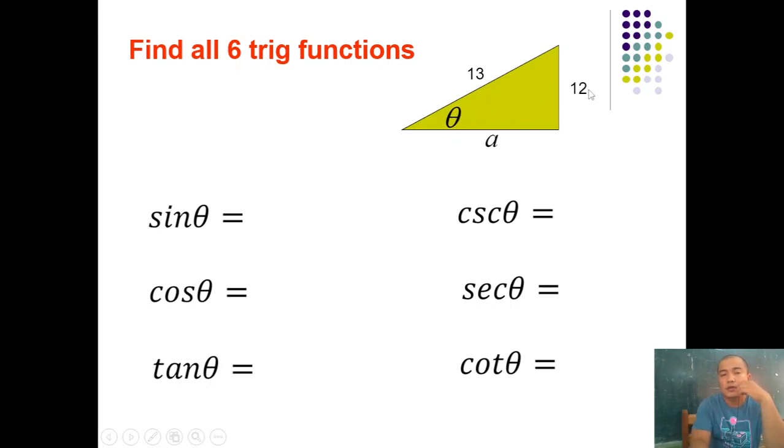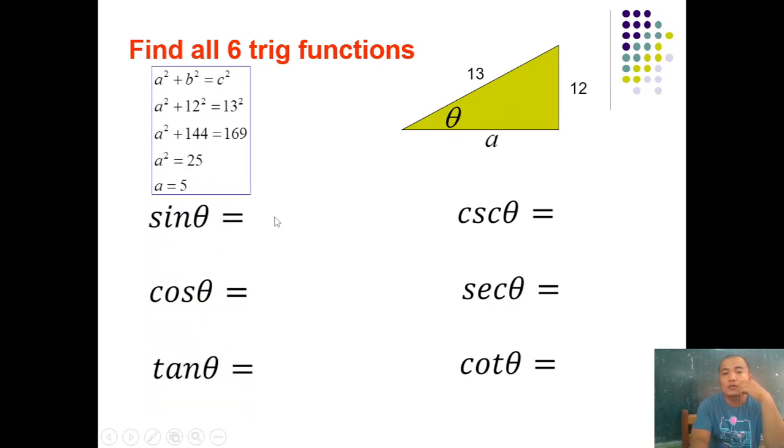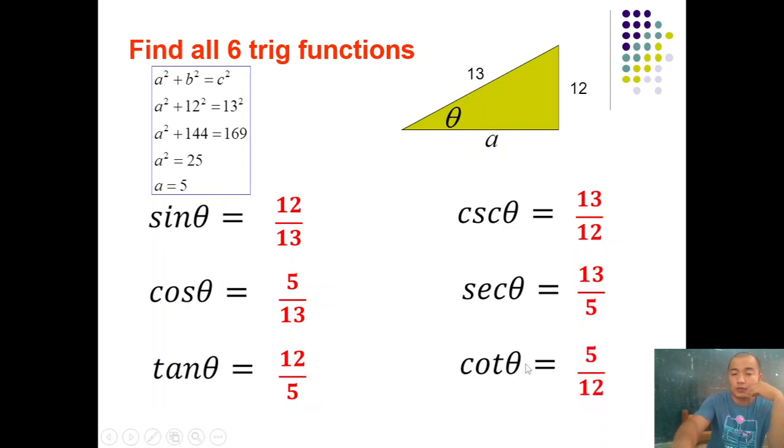Theta, opposite side is 12, hypotenuse is 13. Solve for A using the Pythagorean theorem. 169 minus 144 is 25, so A is equal to 5. So sine theta is 12 over 13, cosine theta is 5 over 13, tangent theta is opposite over adjacent side, so 12 over 5, cosecant theta is just reciprocal of sine, 13 over 12, 13 over 5 for secant theta, cotangent theta, reciprocal of tangent, so 5 over 12.